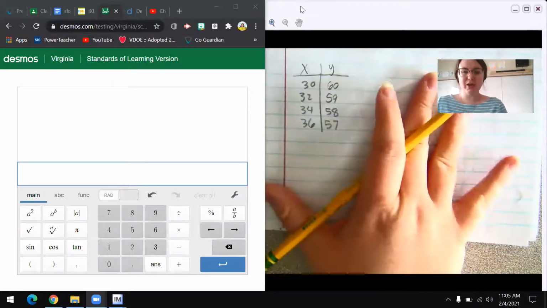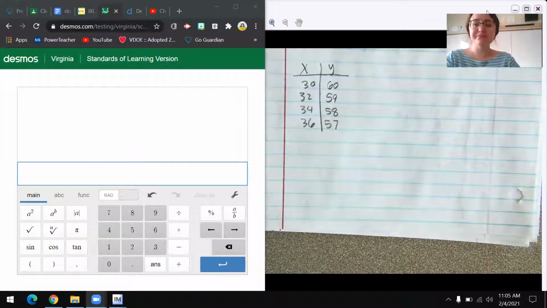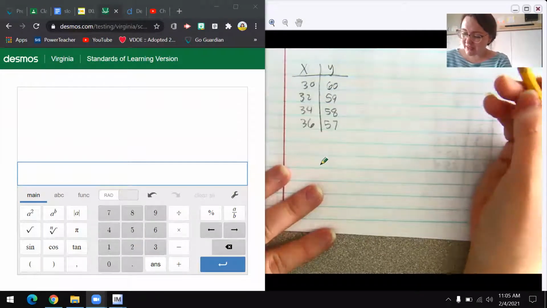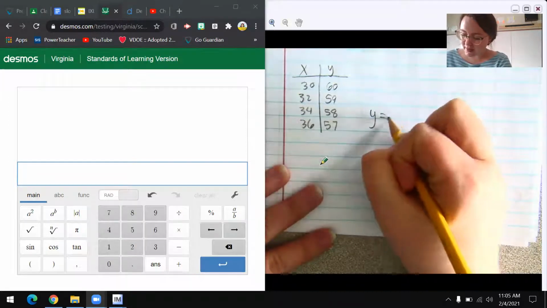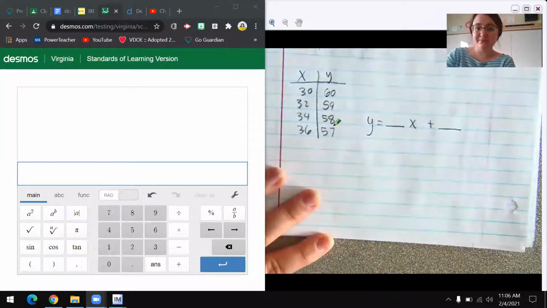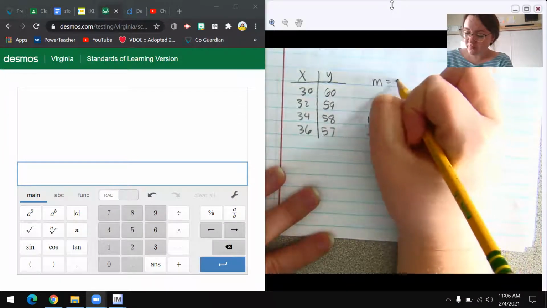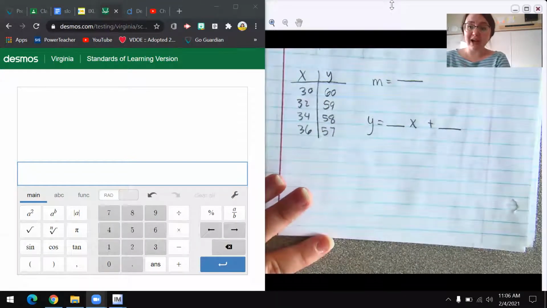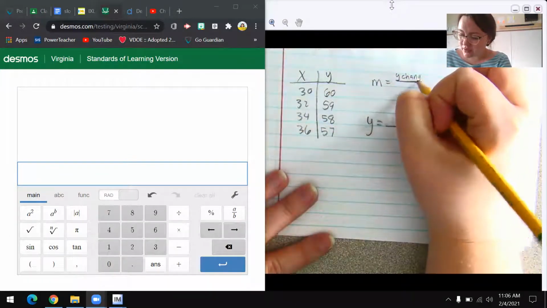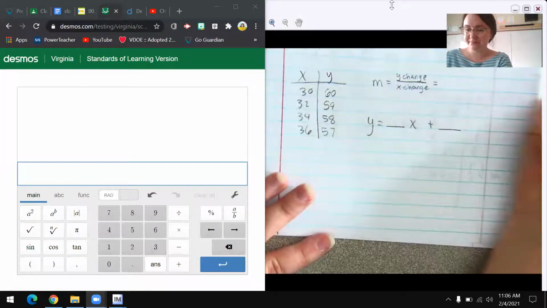Okay, so here's the table. I just made this up, and I'm going to write the function rule for this linear function. We've talked about this before, that I'm always going to need to come up with y equals something x plus something, okay? This first blank represents the slope. Now, graphically, that would be rise over run. But in the case where we have a table, we're going to do y change divided by x change, or the change in y over the change in x.